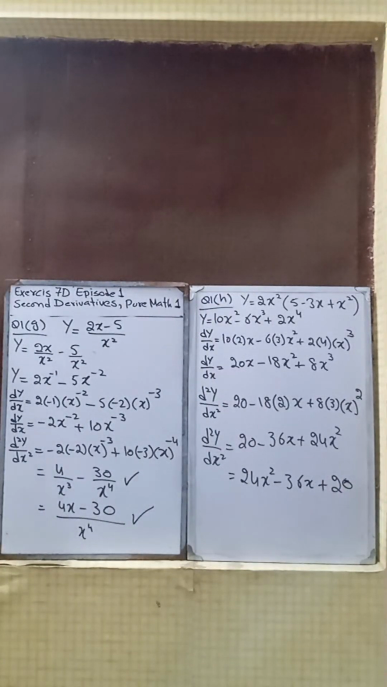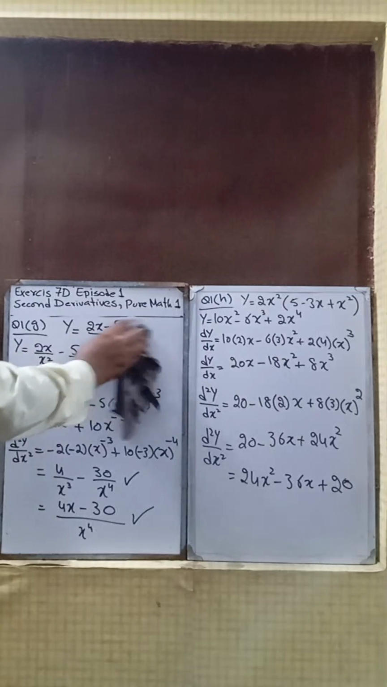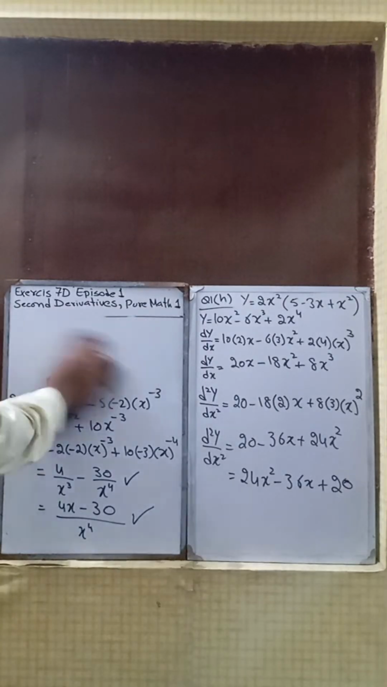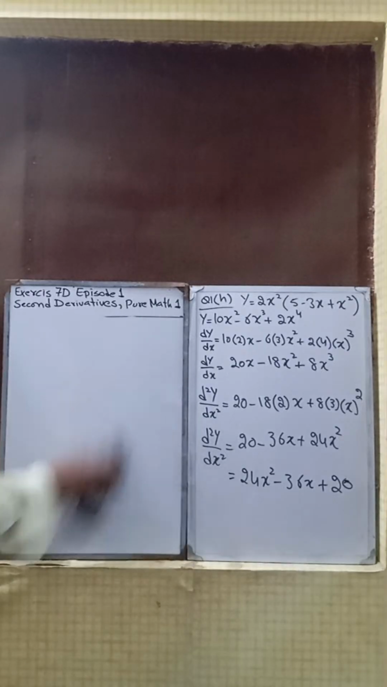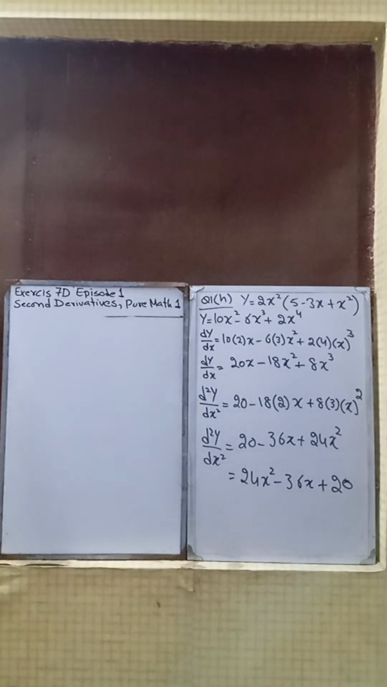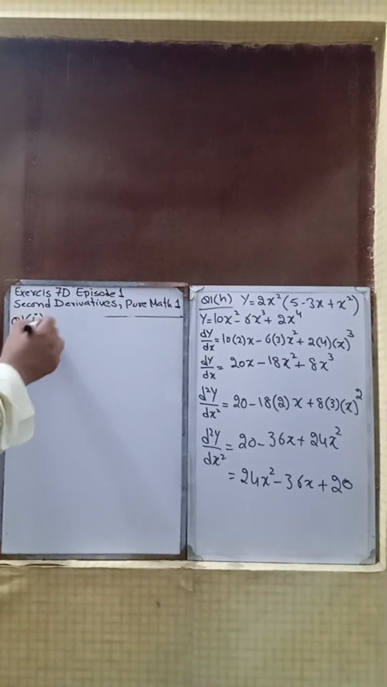This is how question number 1 and its H part is done. Okay. So then we have question number 1 and its I part. I hope this is clear to you. And let's go to question number 1 and its I part.